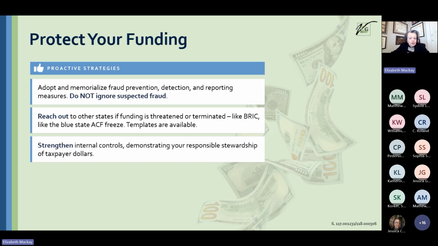Okay, so to wrap up, protect your funding, adopt and memorialize. Memorialize, again, document fraud prevention, detection, and reporting measures. Also, what happens if you do detect fraud? Include your escalation provision. Who do you report this to? And certainly do not ignore suspected fraud.